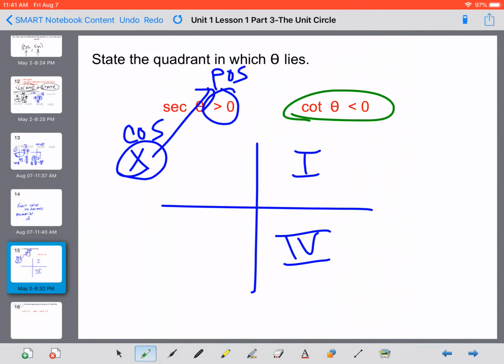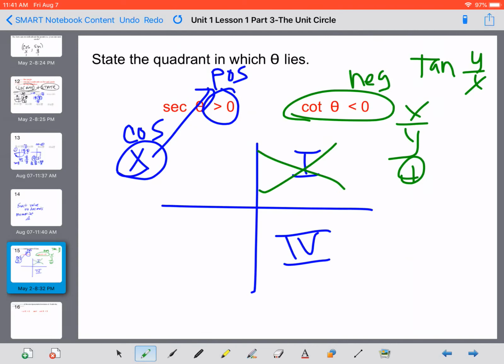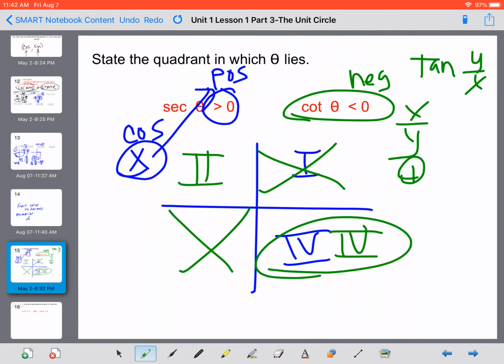Cotangent, however, is less than 0. This means cotangent is negative. Cotangent is the reciprocal of tangent. Tangent is y over x, so cotangent is x over y. In order to be negative, one of either the x or the y has to be negative. Well, in the first quadrant, everything is positive. And in the third quadrant, x and y are both negative, giving it a cotangent of positive value. So cotangent is negative in the second and the fourth quadrants. Where do they overlap? Quadrant 4, so quadrant 4 is the final answer.